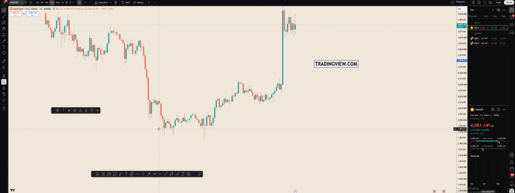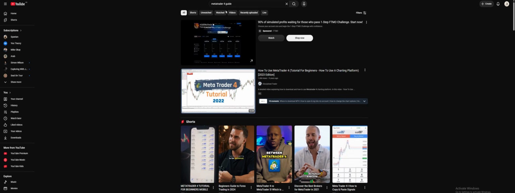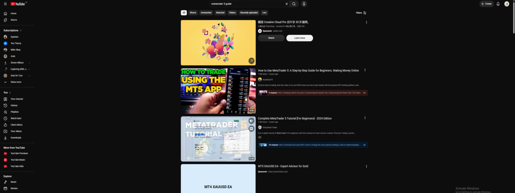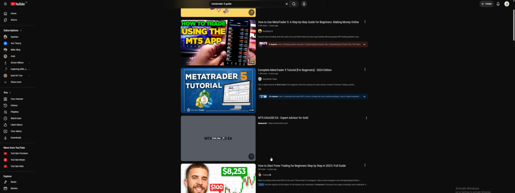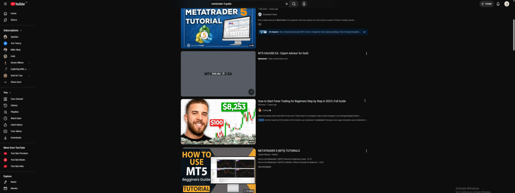Apart from this, what you need is MetaTrader. MetaTrader is where you will be executing the trades. There's an application for that on your computer as well, and on your phone. To learn more about MetaTrader, you can always head over to YouTube and type in MetaTrader 4 or MetaTrader 5 guide, and you will get a bunch of videos to look into. It's quite easy to use, it's not that difficult.